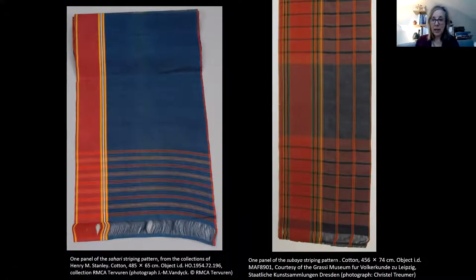Many of them have the same names in Oman that they have in Zanzibar, including the Rehani, the Sabuni, the Sohari, and Subaiya. And some striping styles were actually named for Omani ports, including Kariati, Suweki, and the Suhari.